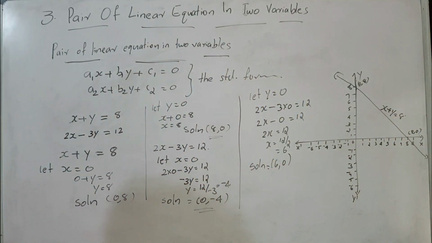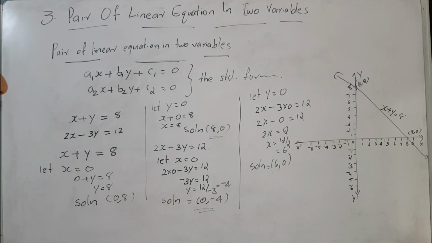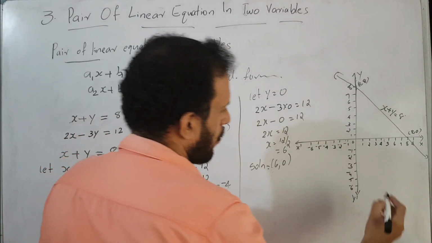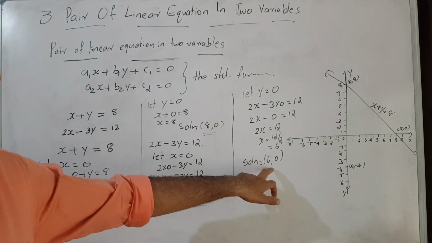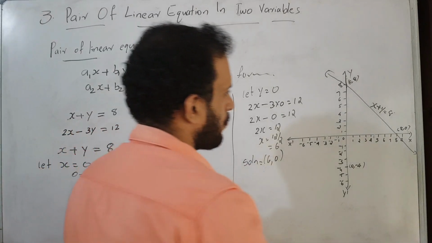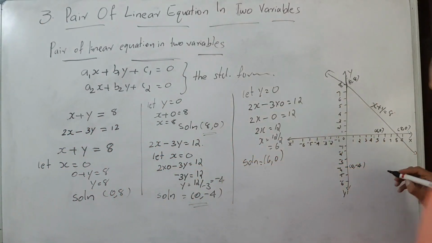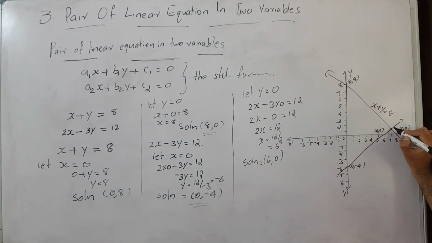Then next we represent the second equation. For the second equation, the first solution is 0, minus 4. 0, minus 4 is this one. The second solution is 6, 0. We join the points. Then these two graphs intersect at one point.